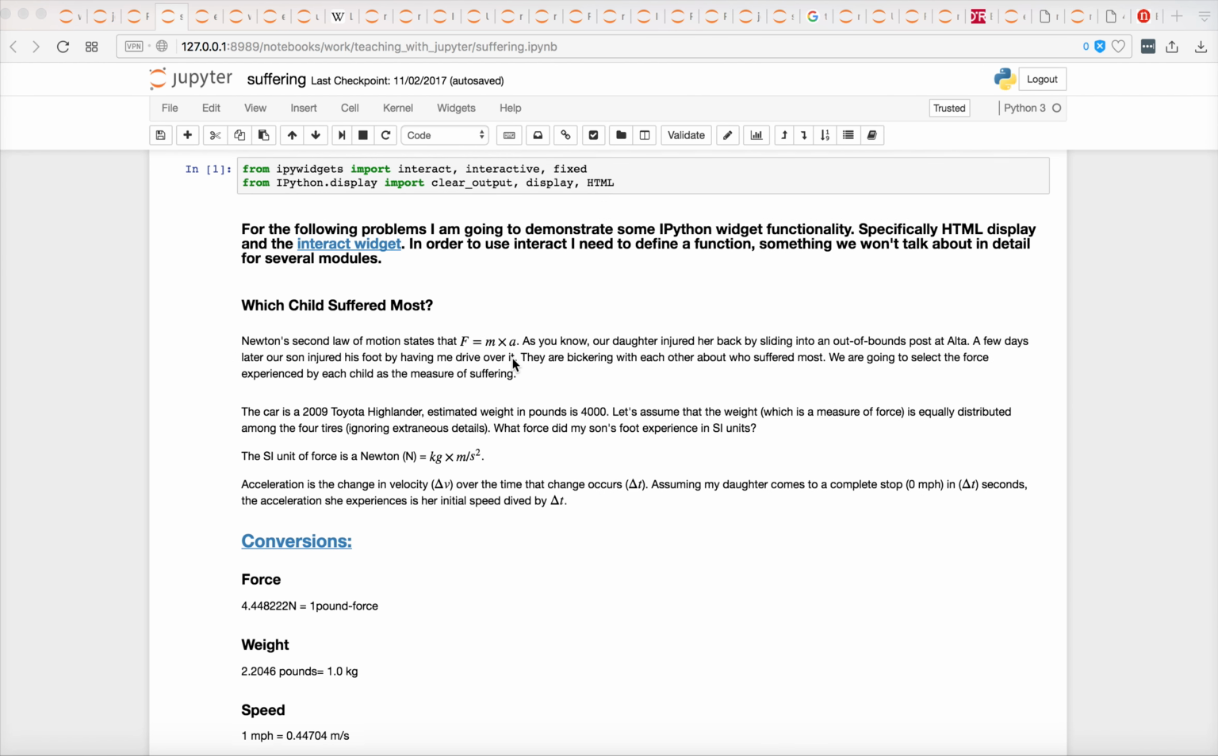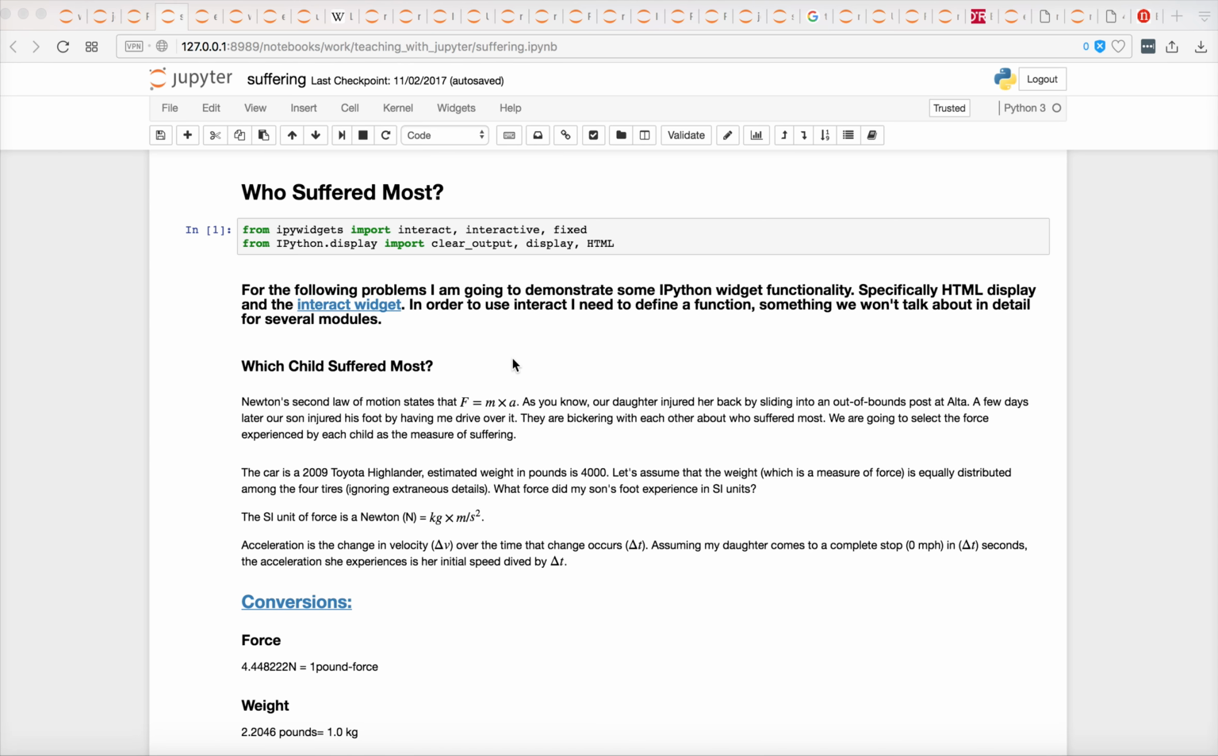And so the motivation for the problem was, this was shortly after our daughter Claire had hit an out-of-bounds sign while learning how to ski at Alta and had hurt her back. And that same weekend, I ran over our son's foot in our car. And so there was a lot of bickering between the two of them about who had suffered the most.